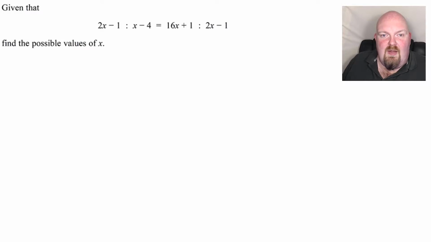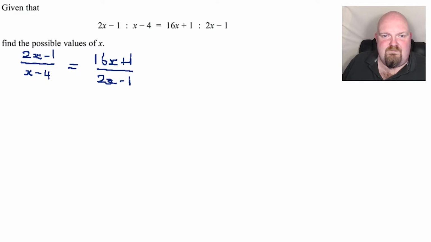So the first thing I'm going to do, I'm going to rewrite these in a way that I'm going to be more familiar with. So 2x minus 1 as a fraction over x minus 4 equals 16x plus 1 over 2x minus 1. Okay? So once I've got that, I can then start to work with these. I'm going to do a little bit of cross multiplying to get rid of the denominators, okay? So I'm going to pop this up here, and I'm going to pop this up here.